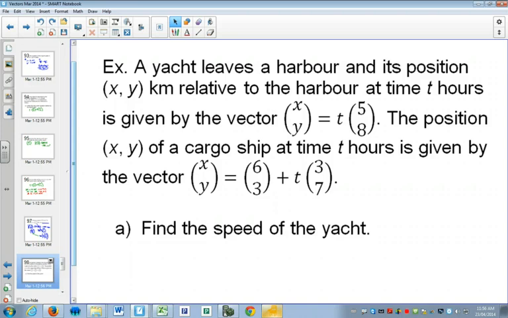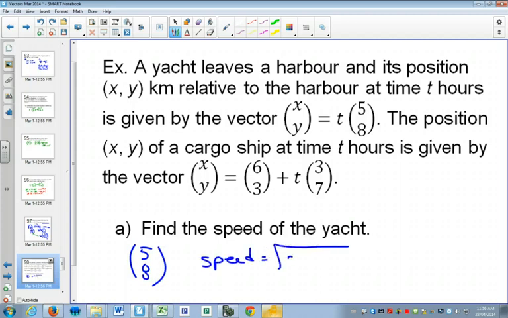They're going very slow. So here we go. What is the speed of our yacht? Okay, first of all, which equation is the yacht? The velocity vector of the yacht is 5, 8. So its speed is the square root of (25 + 64), less than 10 kilometers per hour.